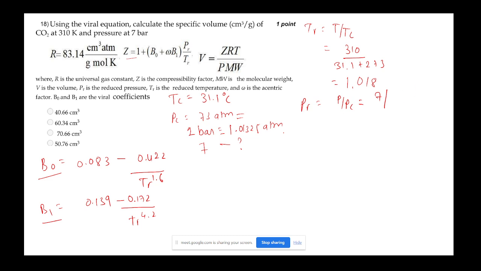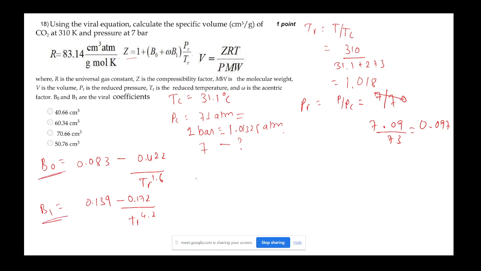So that is nothing but 7 into 1.01325, which is nothing but 7.09. Divided by 73, the ratio of these values gives you the PR, which is nothing but 0.097. Now moving forward, what else do you need? You need to calculate B0 and B1.